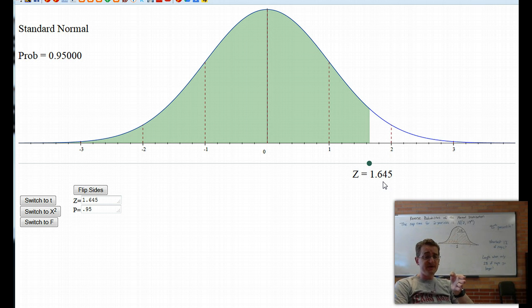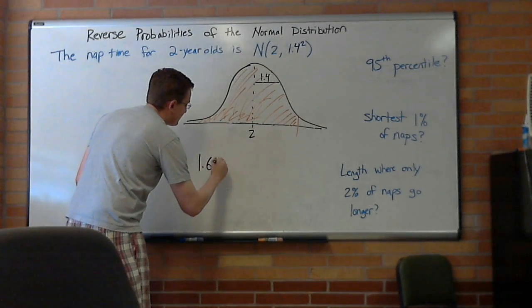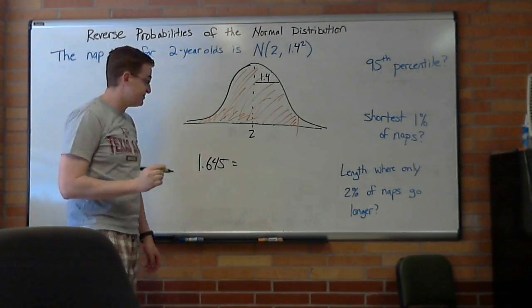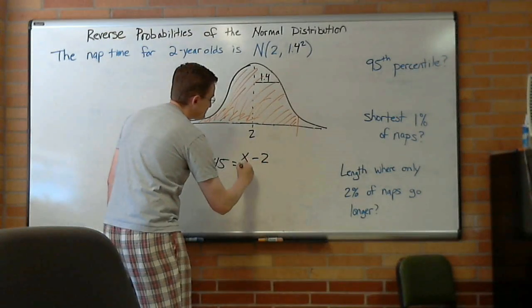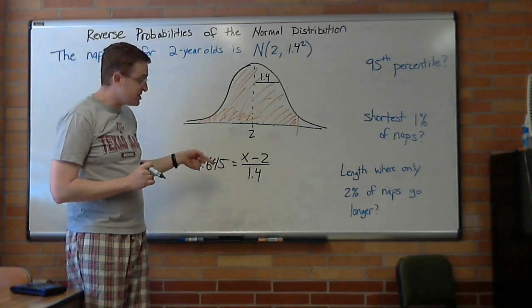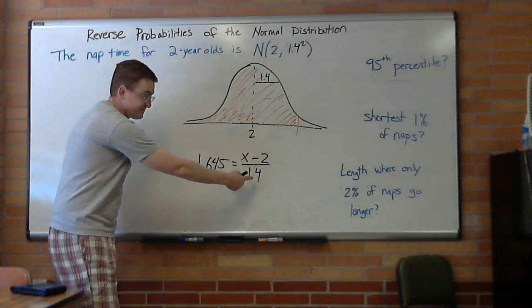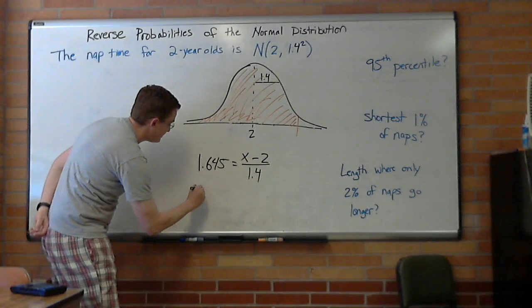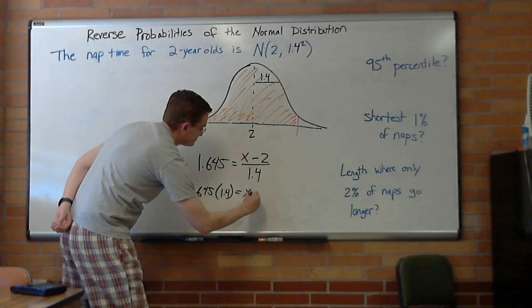So if I gave you an x value, and that gave you a z-score of 1.645, then you would hit the 95th percentile. So for my z equation, 1.645, that's what I need the z to equal. What I don't know is the x value. I do know that I would take that minus 2 divided by 1.4. And now we're going to solve for x, which is something you're going to do a lot in this class. You might as well get used to it now. The first step is to move that 1.4 to the other side. 1.645 times 1.4 equals x minus 2.